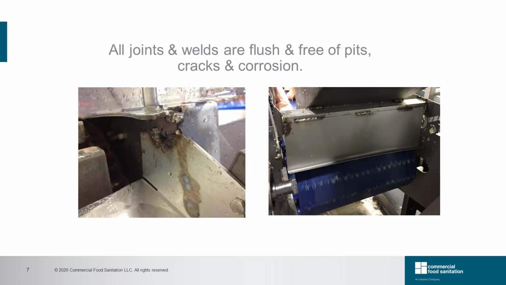All joints and welds are flush and free of pits, cracks, and corrosion. Otherwise, they can become a niche. Pictured are examples of welds that have excessively rough surfaces, pitting, or voids. In the picture on the left, poor welding was done many times on the equipment. A question that should be asked is, what is causing the stress that is breaking the welds? We should address the root cause as the first step.